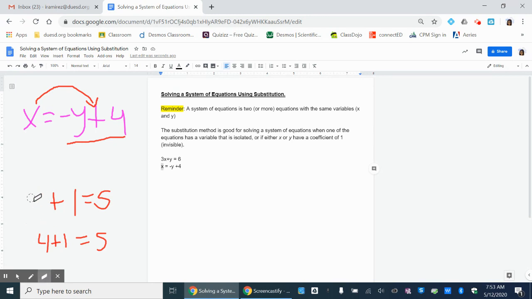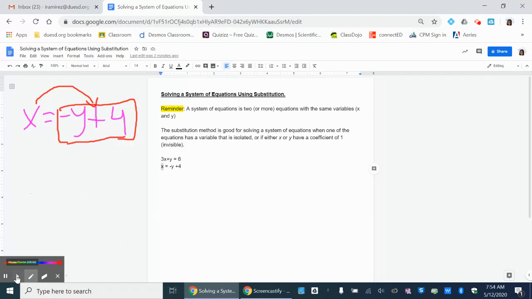But now as an 8th grader and future Algebra 1 student, our substitute is going to be something a little bit more complicated than just a number. Like we see here, all of this is going to be the substitute for x. So we're going to replace x with negative y plus 4. In order to do that, we're actually going to use the first equation. I'm going to substitute negative y plus 4 in for x in that equation.